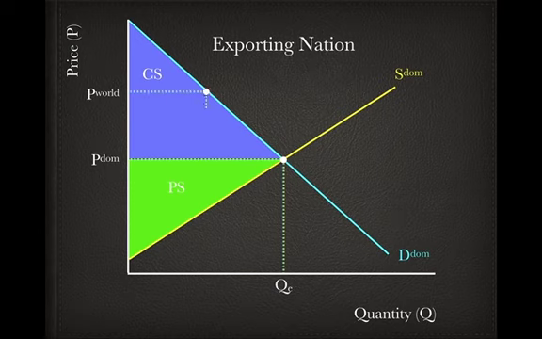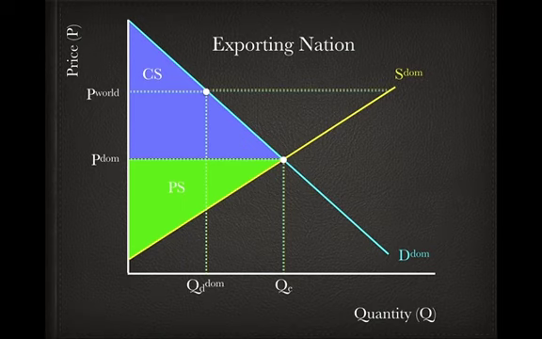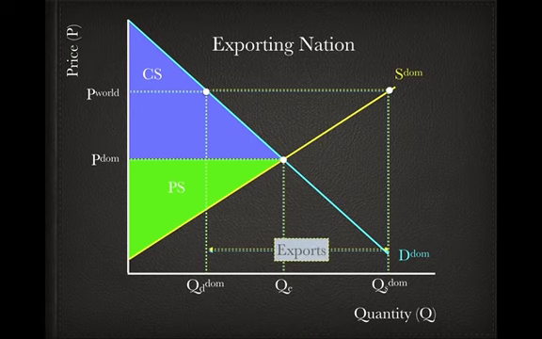We follow that till we hit domestic demand and go straight down. And that tells me at that new world price, this is the quantity demanded in the domestic market. We keep following that world price until we hit the domestic supply, and that tells me what the quantity supplied is in the domestic market. So at that world price, the quantity supplied domestically is greater than the quantity demanded domestically. So those additional units, those surplus units, will be exported out of this particular country.